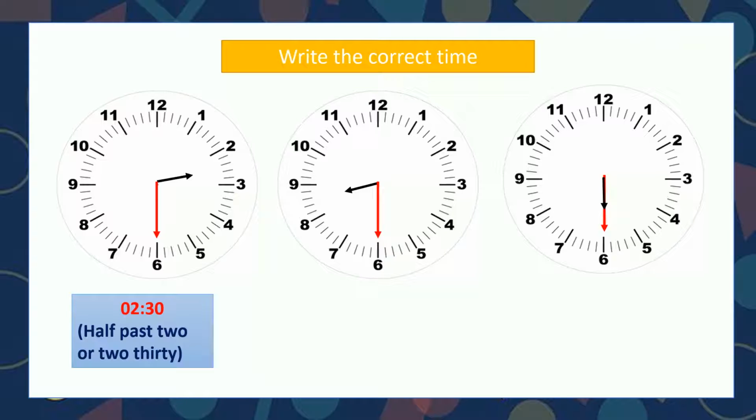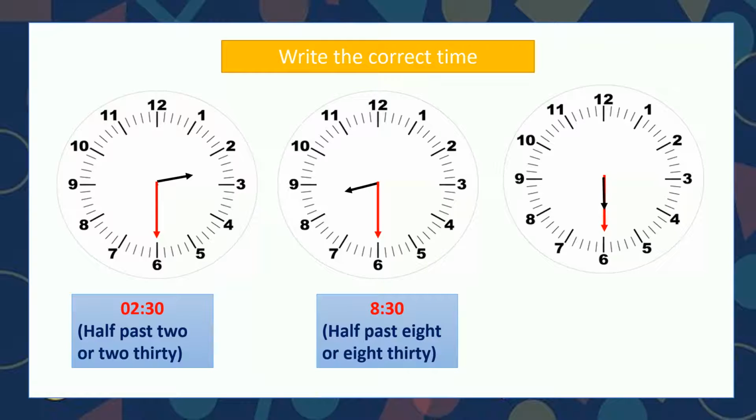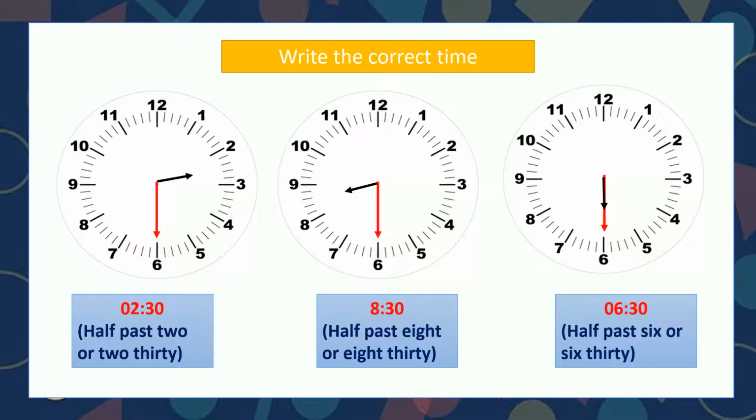The second clock shows the time 8:30, half past 8. The third clock shows the time 6:30, half past 6.